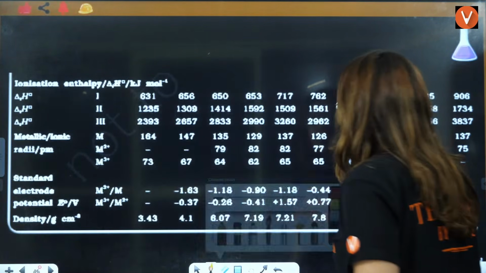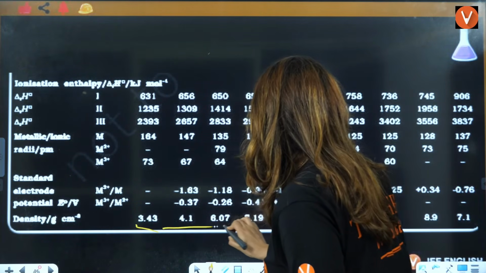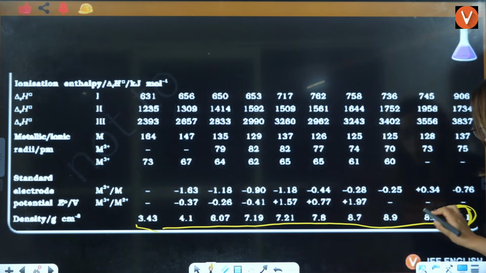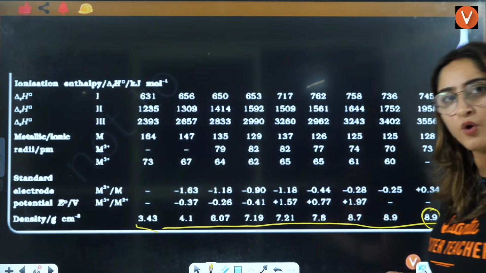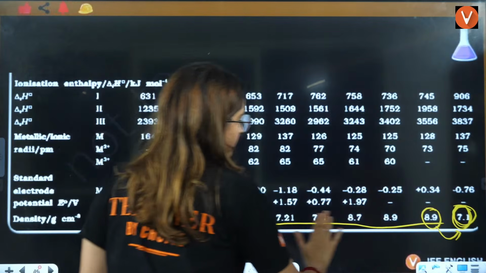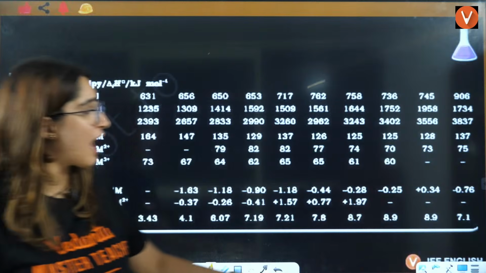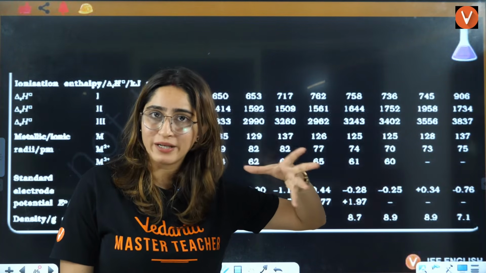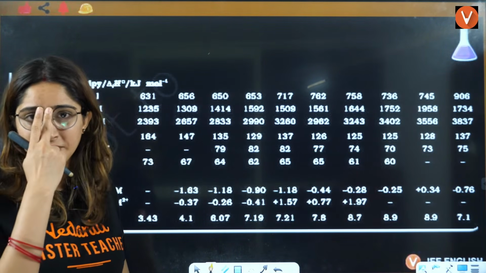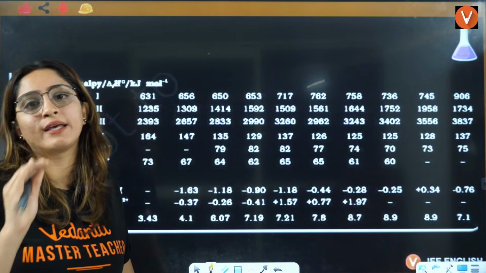Okay. So if you see this density, it is going like this. It is increasing, increasing, increasing. But suddenly it drops from copper to zinc. Okay. From copper to zinc, it will suddenly drop here, right? What is the reason behind that? Because here you have a fully filled d orbital, like in 4s also, in 3D also, in excited state also, right? So that is the reason its density is going to decrease here.